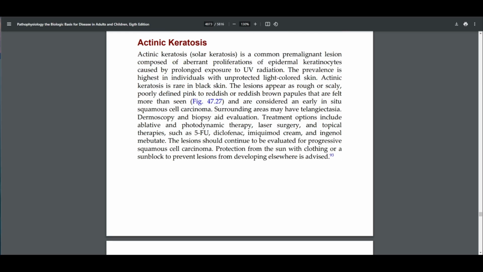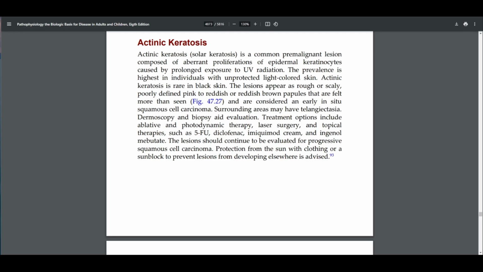Actinic keratosis. Actinic keratosis is a common pre-malignant lesion composed of aberrant proliferations of epidermal keratinocytes caused by prolonged exposure to UV radiation. The prevalence is highest in individuals with unprotected, light-colored skin. Actinic keratosis is rare in black skin. The lesion appears as rough or scaly, poorly defined pink to reddish or reddish-brown papules that are felt more than seen, and are considered an early in situ squamous cell carcinoma.